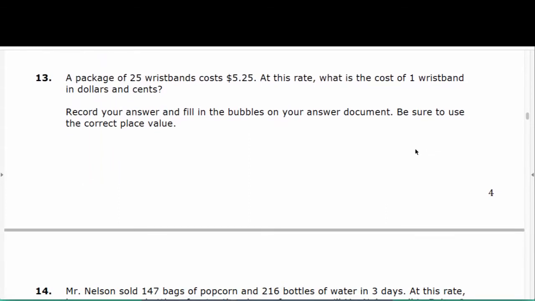Question 13. A package of 25 wristbands costs $5.25. At this rate, what is the cost of one wristband in dollars and cents? Record your answer and fill in the bubbles on your answer document. Be sure to use the correct place value.